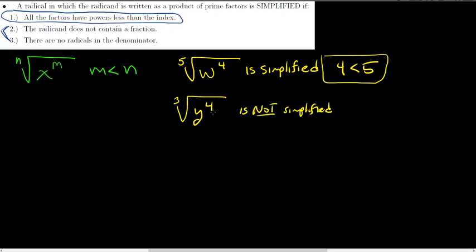Why not? Because now my m is 4 and my n is 3. 4 is less than 3? No, that's backwards, right? 4 is bigger than 3. 4 is not less than 3. This is wrong. That's why it's not simplified. Essentially, it's because this power here is not less than the index. It's bigger than the index.